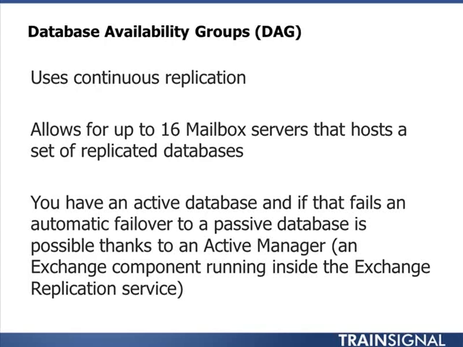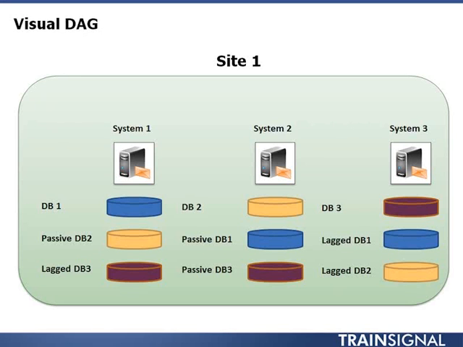Let's take a look at this visually because it might make a little bit more sense. Okay, so here you can see within Site 1 we have three different systems. System 1, System 2, and System 3. And each system has a database that is an active database, DB1, DB2, and DB3. So what we have here is just a basic setup where these three systems are part of the same database availability group. All three are members of that group.